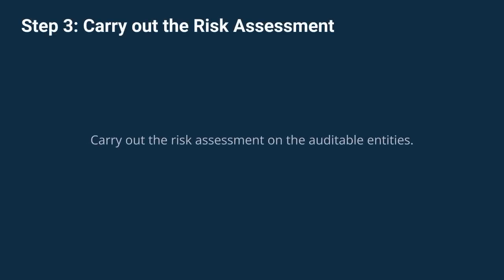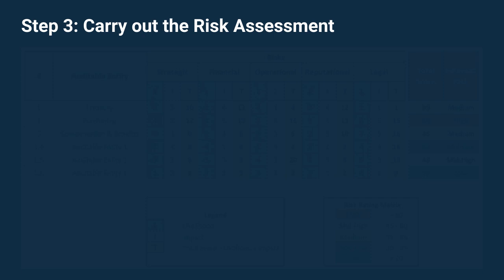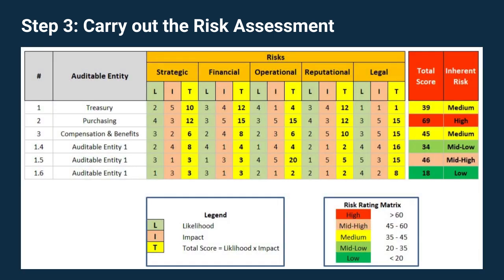Now that we have established the risk types and defined the impact and likelihood criteria, we can proceed to assessing the risk against each auditable entity that we had identified in part 1 of this series. Here is how to carry out the risk assessment with a practical example. Start by writing down the risk types in the columns next to the auditable entities as shown here. Then for each risk type, create 3 sub-columns for likelihood, impact, and total. Total is the product of impact and likelihood.